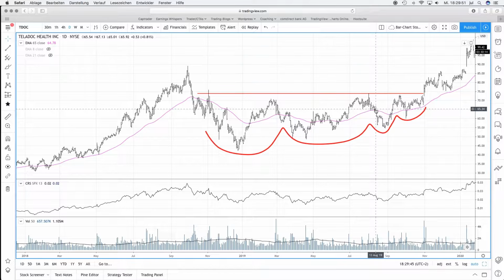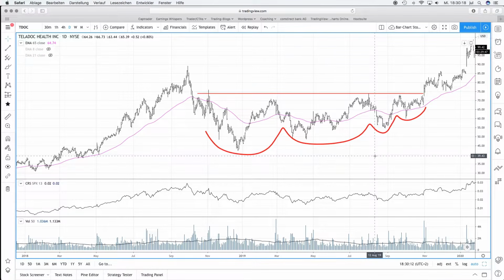That shows that the pressure from the support levels to the upside, so the pressure on this breakout level here, is increasing over time. And you can also see that the moving average, EMA 65, is flat here, and then the slope is upward, which is also a very good sign.